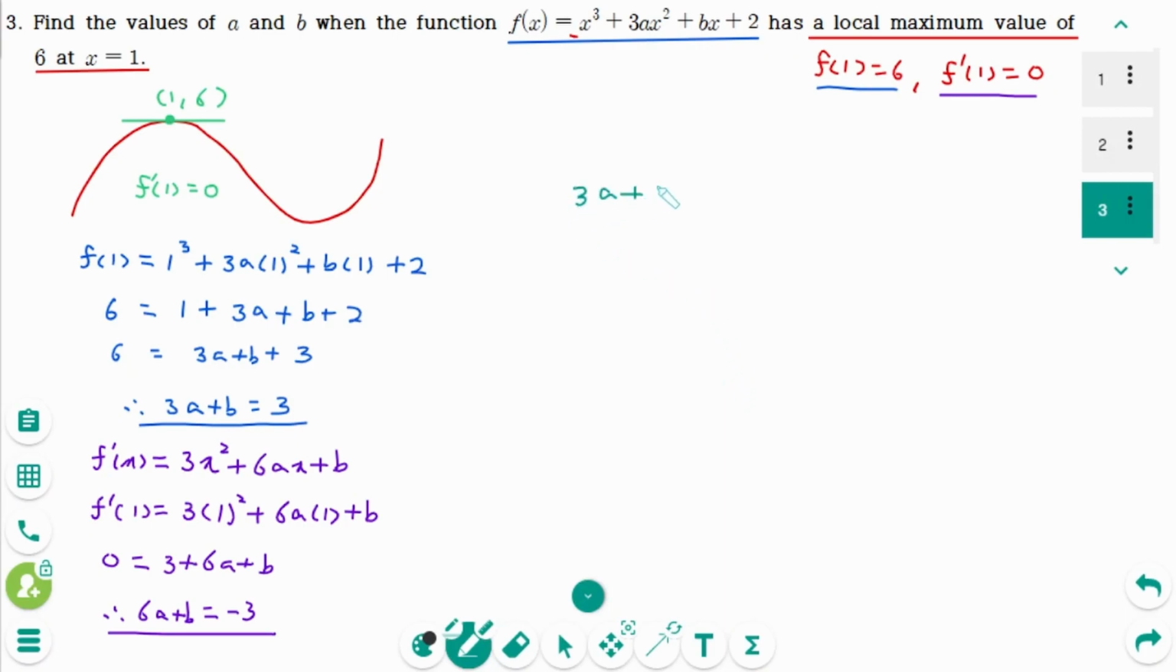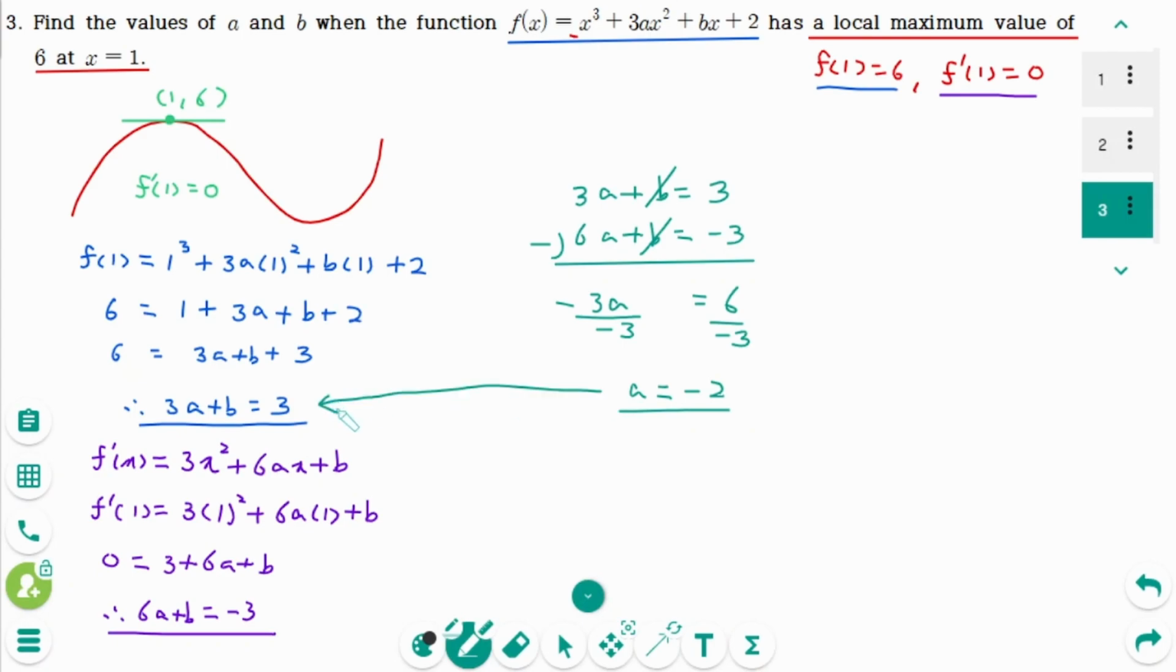So 3a plus b equals 3, and 6a plus b equals minus 3. Subtracting, b cancels, and minus 3a equals 6. Then divide by minus 3 on each side: a equals minus 2. Then plug in here, 3a plus b equals 3, minus 6 plus b equals 3, that means b equals 9. Therefore, a equals minus 2, b equals 9.